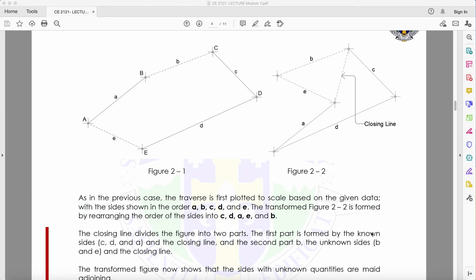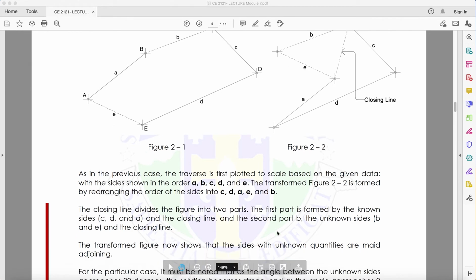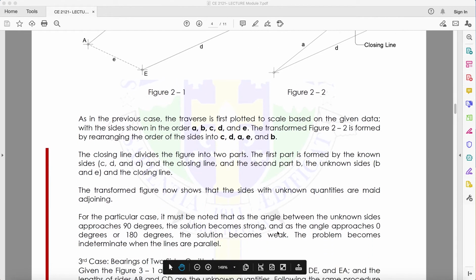This part is formed by the unknown sides, C, D, and A. So, we have C, D, and A. So these are known sides. And a closing line. So in the second part, we have the unknown sides, B and E. So we do not know the sides B and E. And we have the closing line. The transformed figure shows now that the sides with the unknown quantities are made adjoining. Okay, so pinagdikit na natin sila.